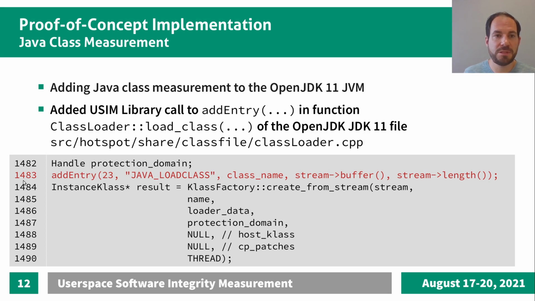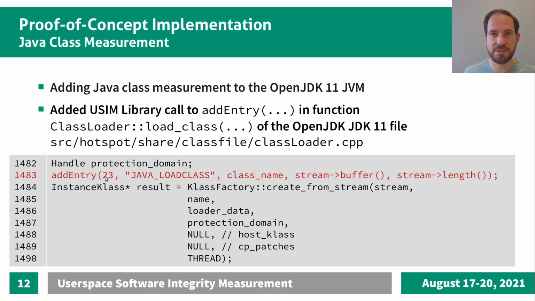For this purpose, we added a Usem library call to add entry, which is part of the Usem library, in the function ClassLoader::load_class of the OpenJDK file src/hotspot/share/classfile/classLoader.cpp. And as you can see, in line 1483, we add a call to our Usem library function add entry.